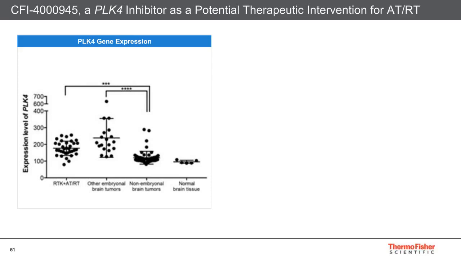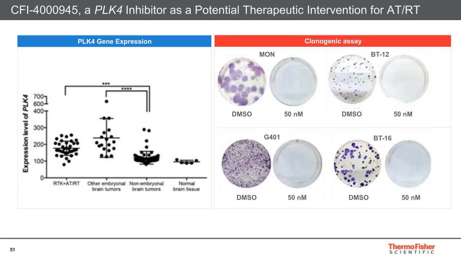She used this to see what effect it has on the ATRT tumors, and shown here on the right-hand side in the clonogenic assay, the compound-treated cells do show inhibition of growth, or no colony formation. That was true across other cell lines like BT12, G401 or BT16, the other ATRT cell lines. So the CFI molecule has true potential of being used as a drug for treatment of these ATRT tumors.